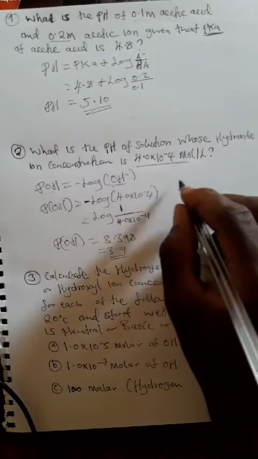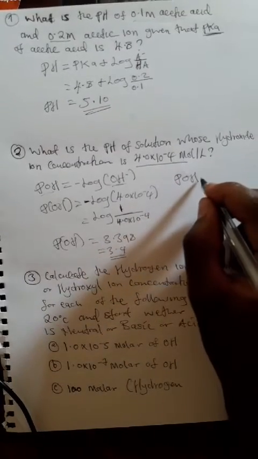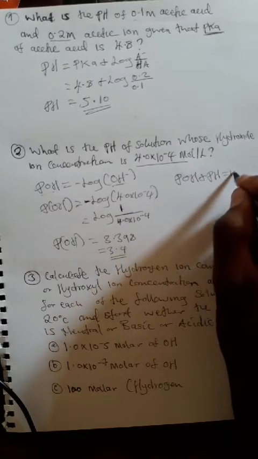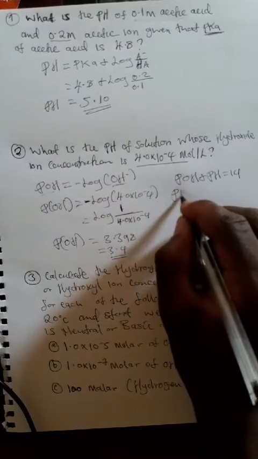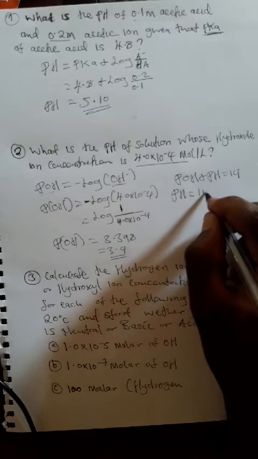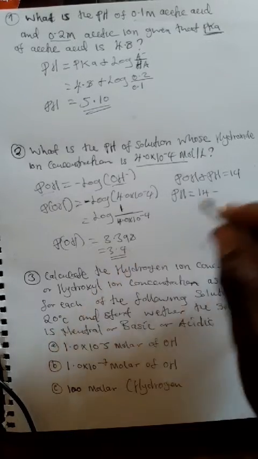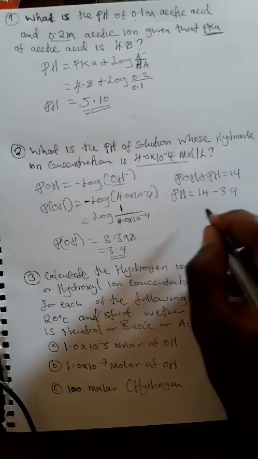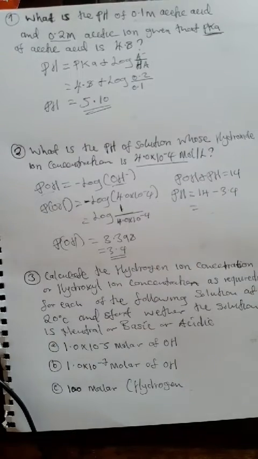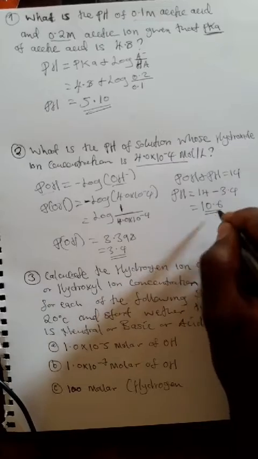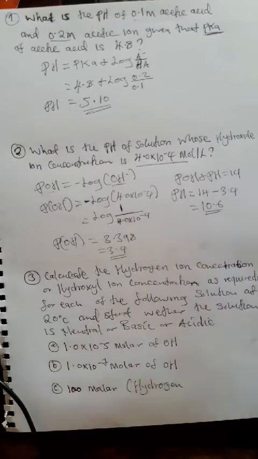So we know that pOH plus pH is equal to 14. So you can make pH the subject: pH is 14 minus the value for pOH, which is 3.4. That is giving us 10.6. This is the value that we have obtained.